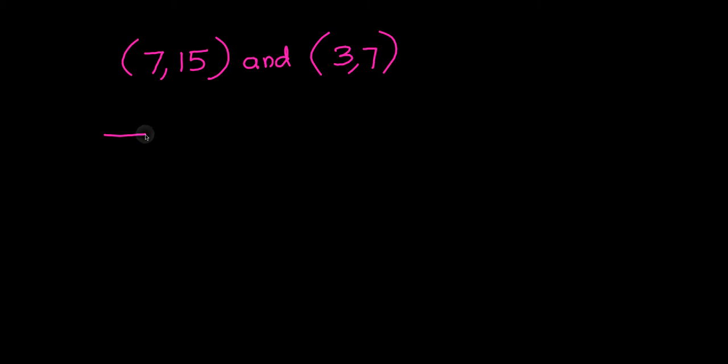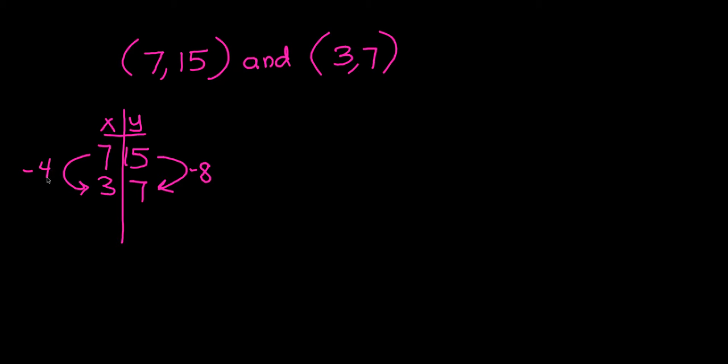I'm going to make my x and y chart first, because the first and easiest thing I can do when you give me 2 points is find the rate of change. To get from 15 to 7, I have to go down by 8. To get from 7 to 3, I have to go down by 4. And so my rate of change is going to be negative 8 over negative 4. Negative 8 over negative 4 is equal to 2.